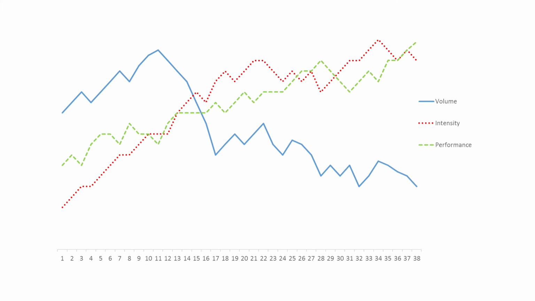So what does the manipulation of training variables across a season look like? In this example, we've planned out both the pre-season and in-season phases of a team sport. The blue line represents the total weekly volume, the red line represents the planned weekly intensity, and the green line represents the desired performance level, or the preparedness of your athletes. This plan has a total of 38 weeks, with the first 16 weeks comprising the pre-season phase.